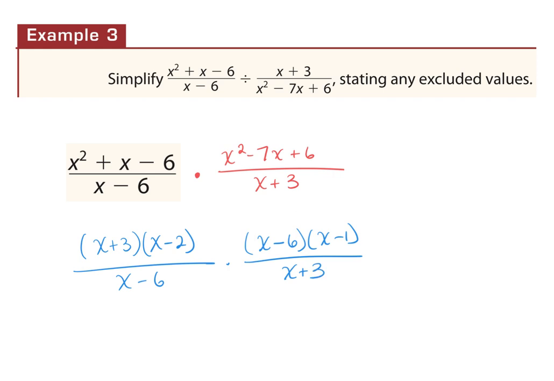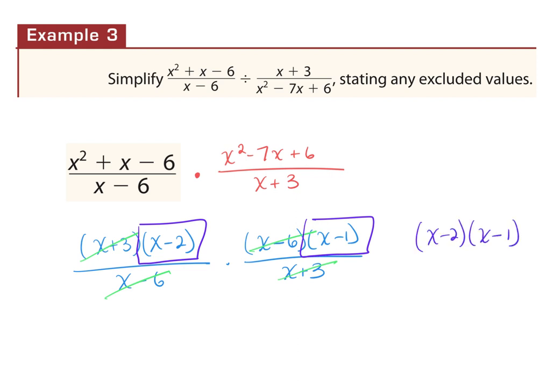And so now that I have flipped it and now factored it, I can start canceling. My x plus 3 will cancel with my x plus 3. My x minus 6 will cancel with my x minus 6. In this case, I actually don't have anything left on bottom. You'll notice I just have this x minus 2 and this x minus 1. And so I'm just going to multiply across, x minus 2 times x minus 1. Or you can FOIL it, it doesn't matter.